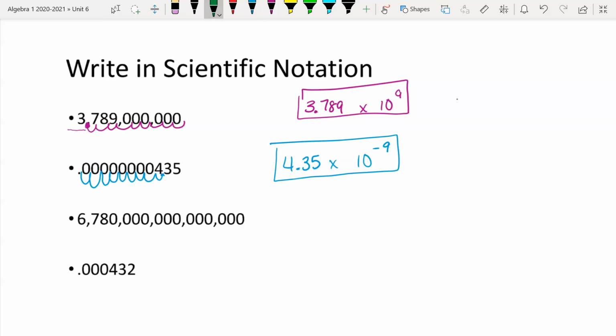Right? And think about this, really big numbers are going to have positive exponents. Really small numbers, really small decimals, are going to have negative exponents. Okay? So go ahead and try the next two by yourself again. Pause the video.